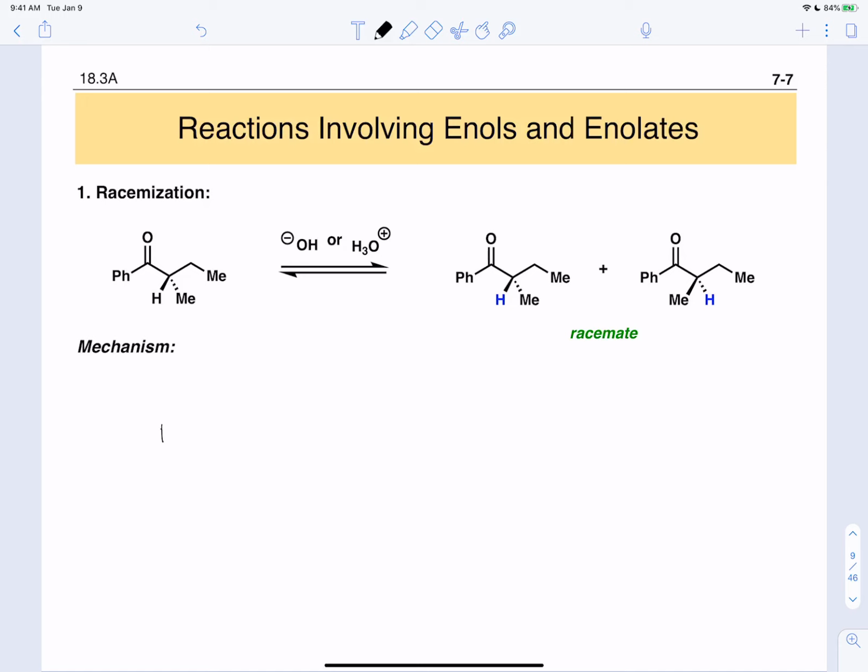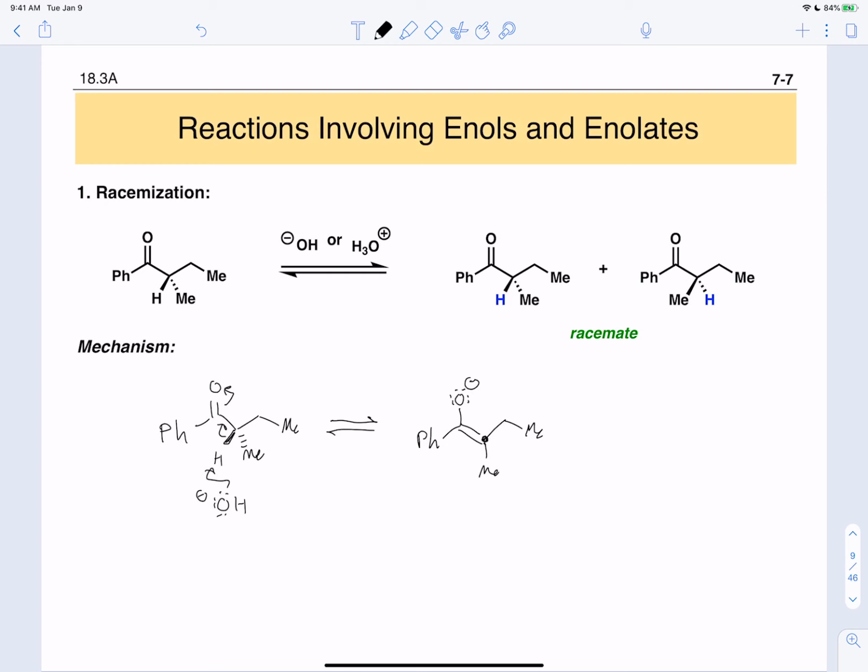For the mechanism of this, I'll draw under basic conditions now, but it'll be an analogous process if we were to consider tautomerization under acidic conditions. And we can see how this process takes place, because even though hydroxide is not a very good base, these equilibria can be established quickly. Upon deprotonation and formation of this enolate, we completely lose all of the stereochemical information that used to be on this carbon.